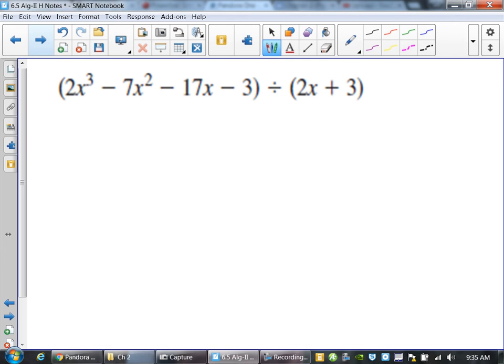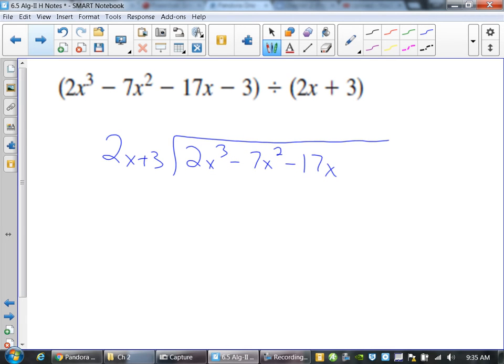Okay? So we write it out. 2x plus 3 into 2x cubed minus 7x squared minus 17x minus 3. And it changes ever so slightly with the way that you set it up. What you're trying to do each time you're using long division with a polynomial is you're trying to eliminate terms. For example, I need to change the 2x into a 2x cubed. What do I multiply it by?